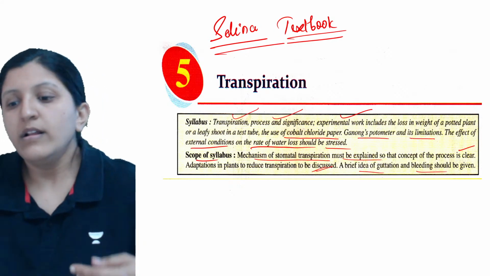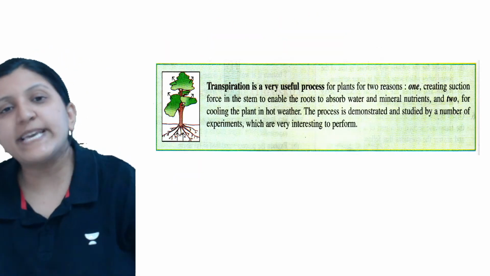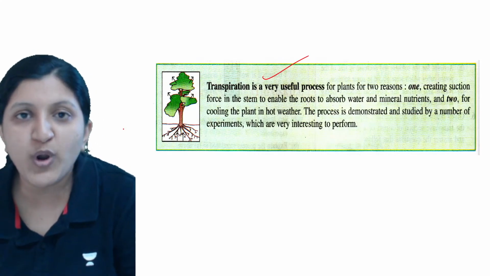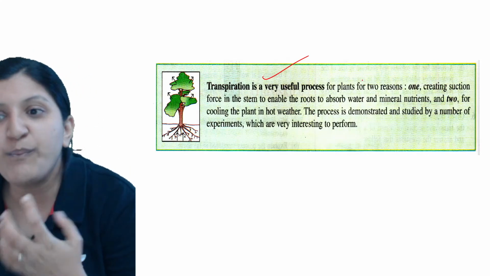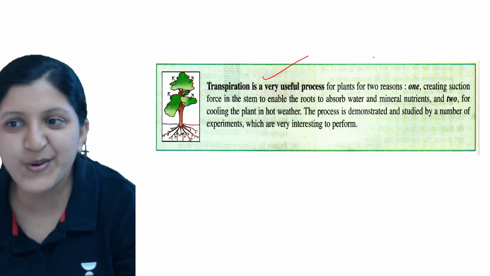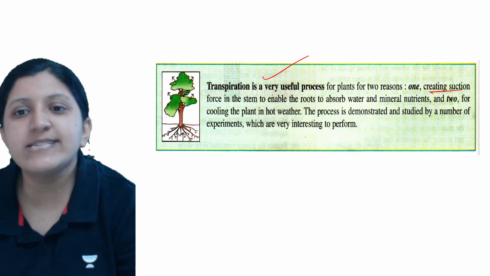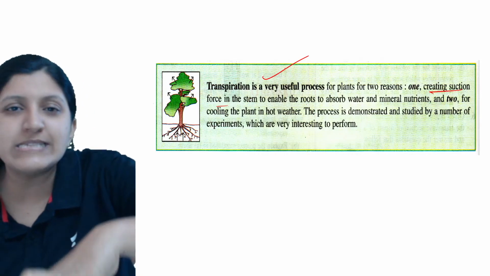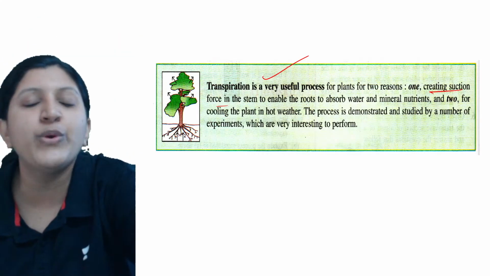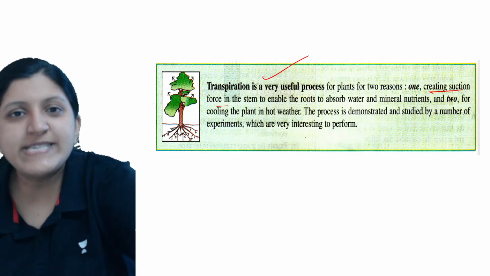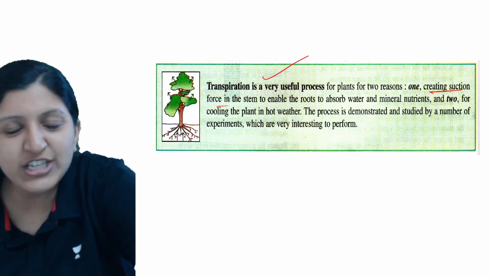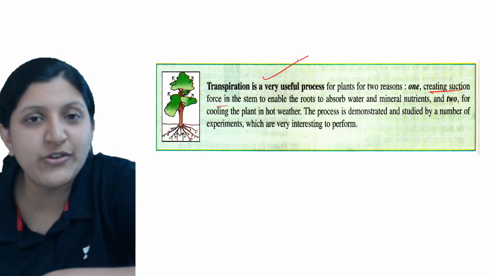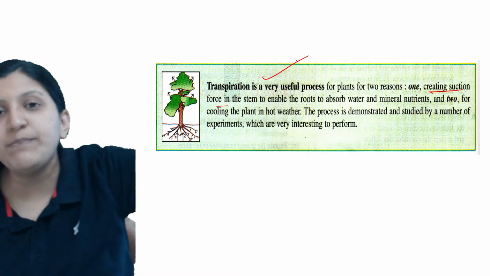Okay, so let's see what exactly is transpiration. Transpiration is a very useful process for plants for two reasons. One is creating a suction force. What is that suction force? You can see that the water is moving up through the xylem, which is unidirectional, transporting water from the root to the upper parts of the plant body.